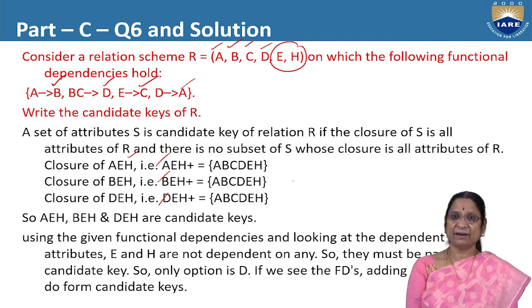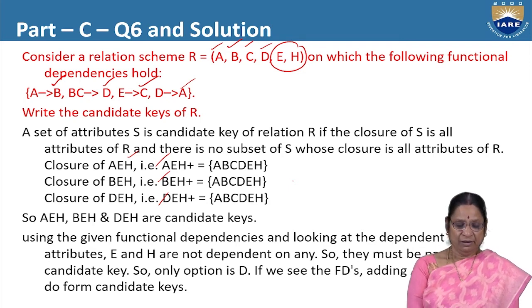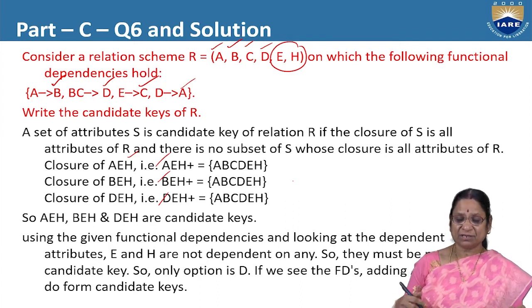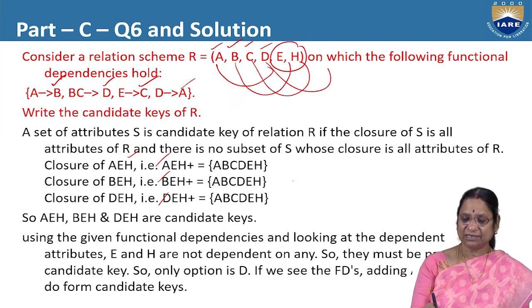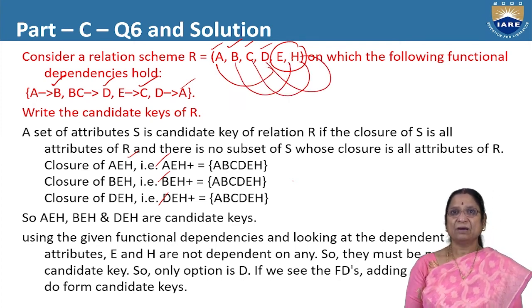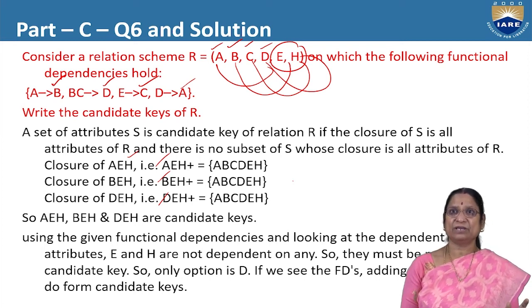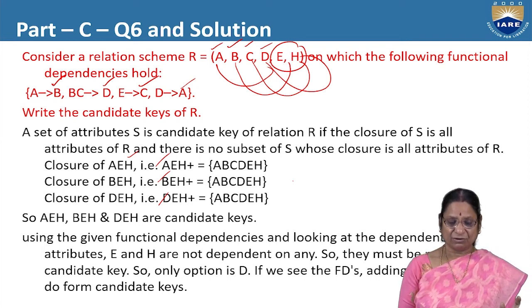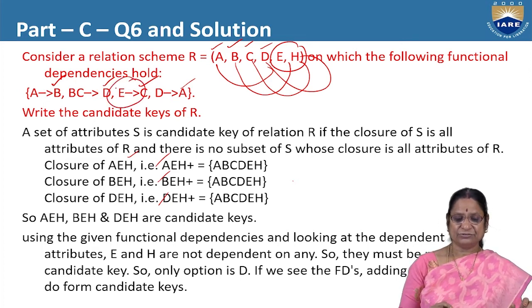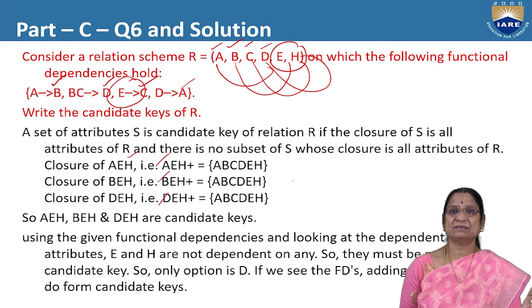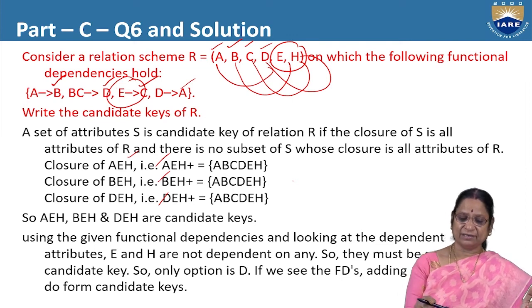E and H are candidate key attributes anyway, because E and H don't depend upon any attribute. So associated with EH, what other attributes can be associated? A can be associated, B can be associated, C can be associated, D can be associated. But among these, A, B, D are okay. C is not possible. Why? Because here E determines C. So C cannot be added here.